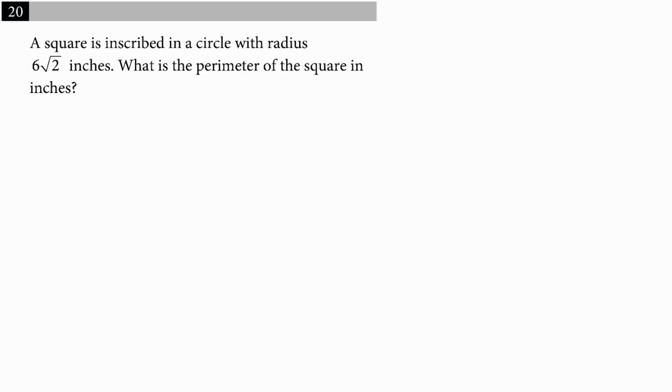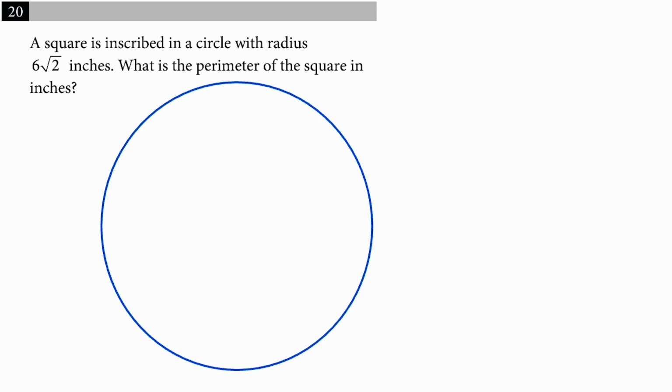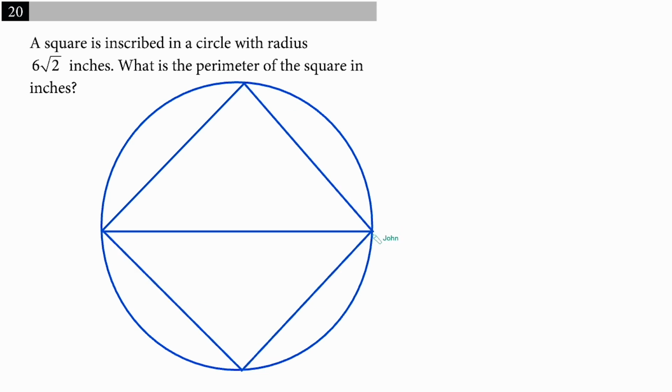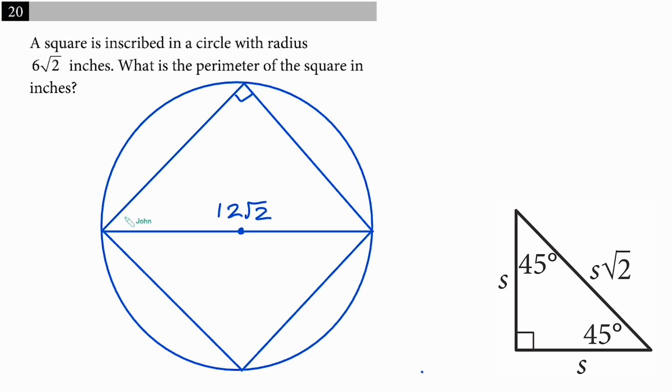A square is inscribed in a circle with radius 6√2 inches. What is the perimeter of the square in inches? As always, if you can draw a picture, then you should. And once we have that up, we see that the diameter of the circle must be 12√2. And we have this lovely 45, 45, 90 triangle in the upper section of the circle. Its leg length must be 12, which makes the perimeter of the square 48.